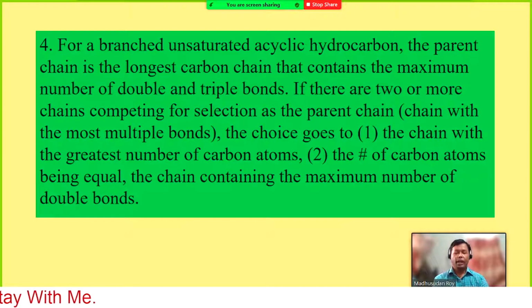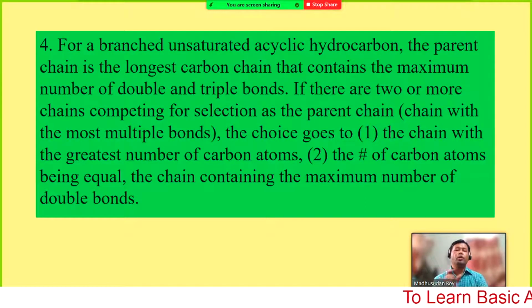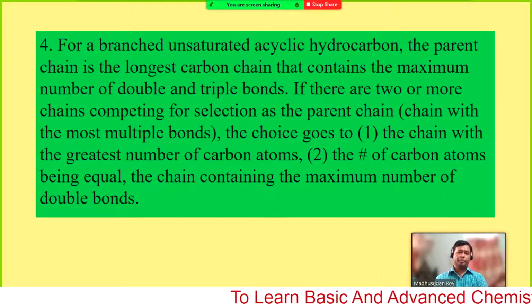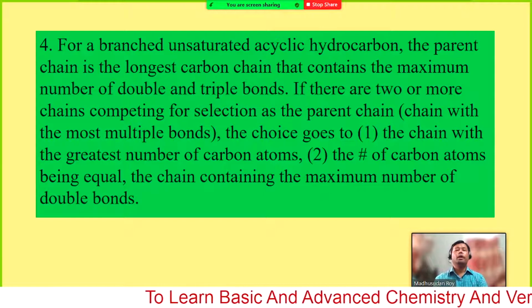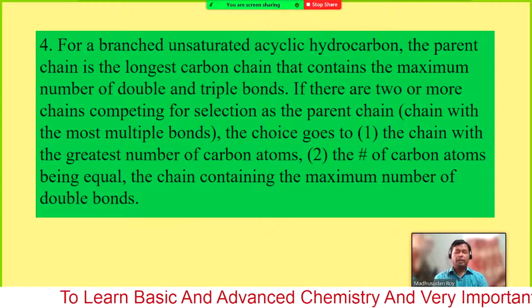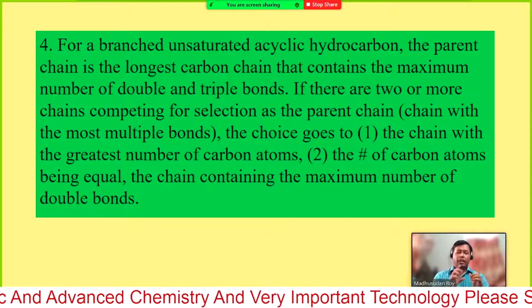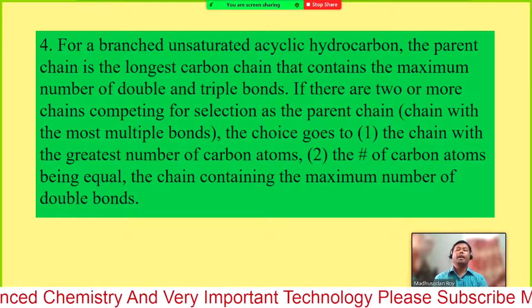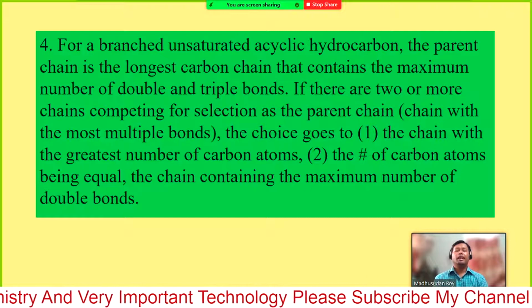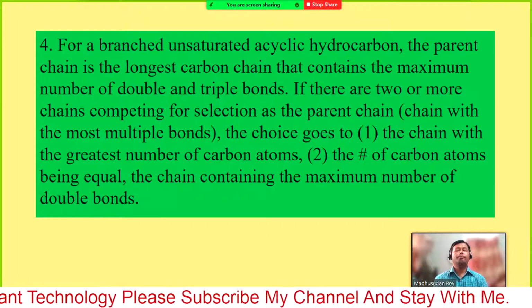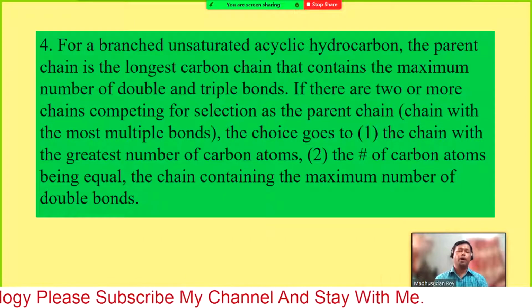So if you have a compound with multiple double or triple bonds, that means 2 or 3 double or triple bonds, and also a branch, in that case what you will consider is the chain or direction along which you have the maximum number of double or triple bonds. You will consider that as the parent carbon or parent compound.